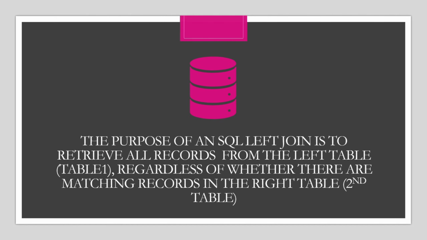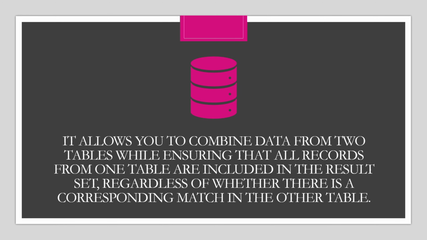A left join ensures that all records from the left table, or table 1, are included in the result set, regardless of whether there are matching records in the right table, or the second table. This allows users to retrieve complete information from the left table, while still incorporating any matching data from the right table if available. With the left join, you can merge data from two tables, guaranteeing that all records from the left table are present in the output, regardless of whether they have corresponding matches in the right table.